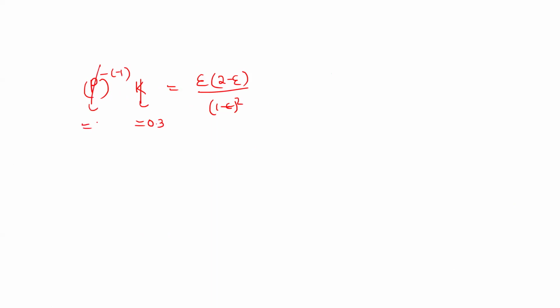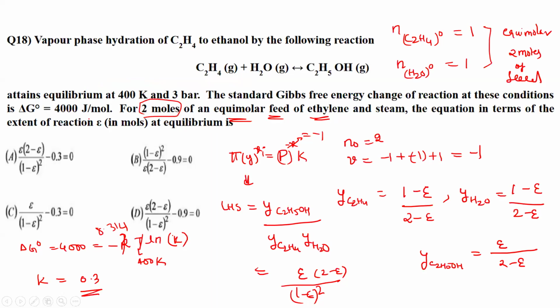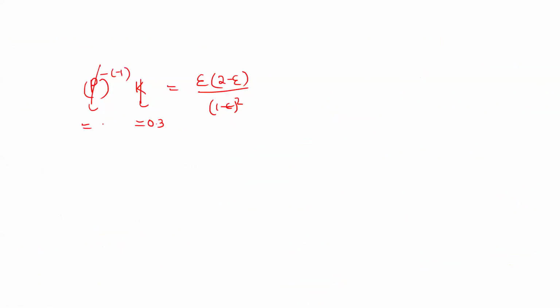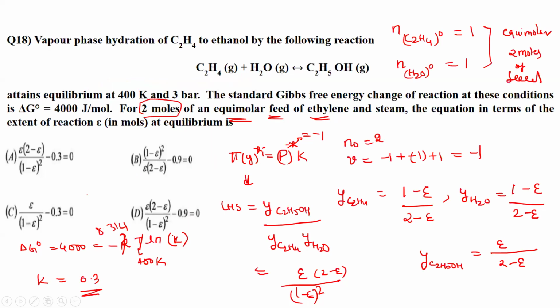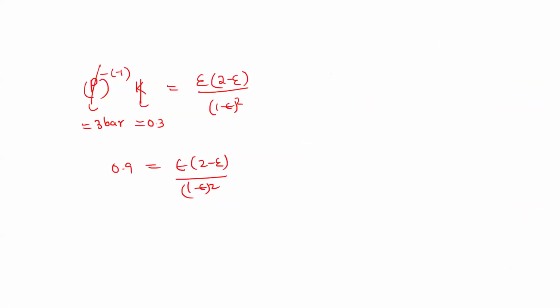This is equal to, here it is given 3 bar, right? So 3 bar. Therefore 0.9 is equal to epsilon into 2 minus epsilon by 1 minus epsilon squared. So, yeah, this one, D option. Right?